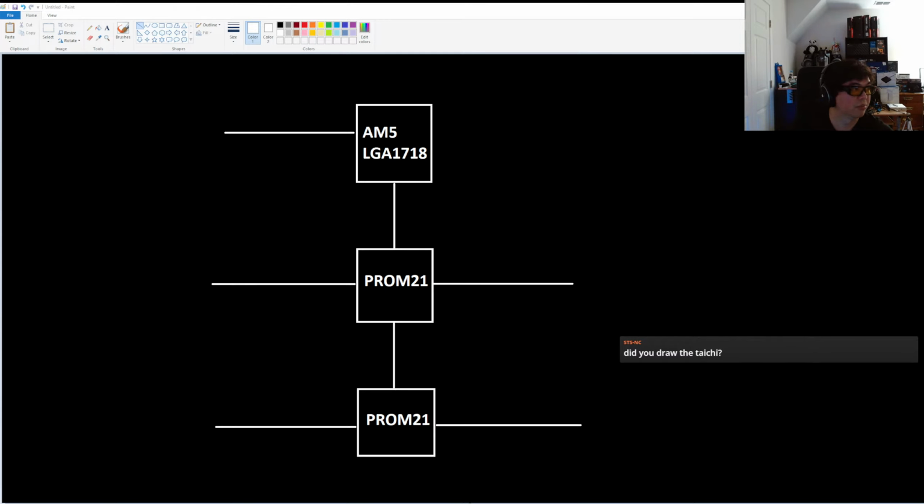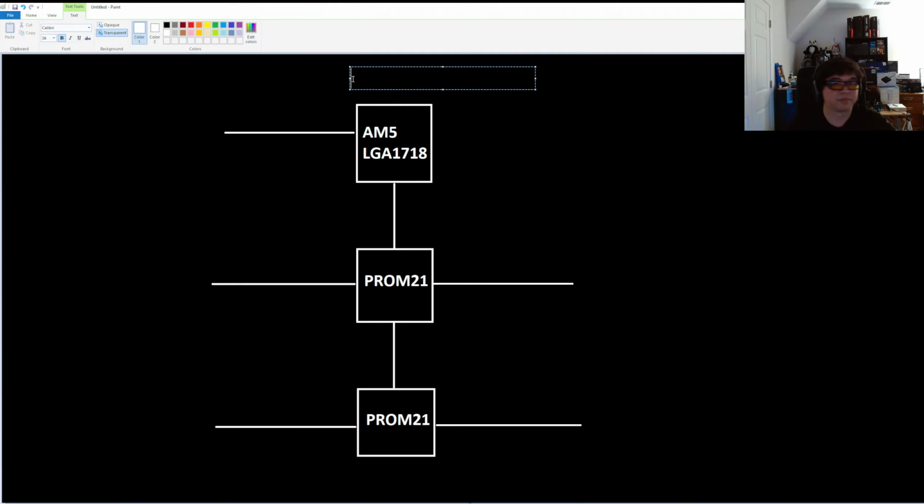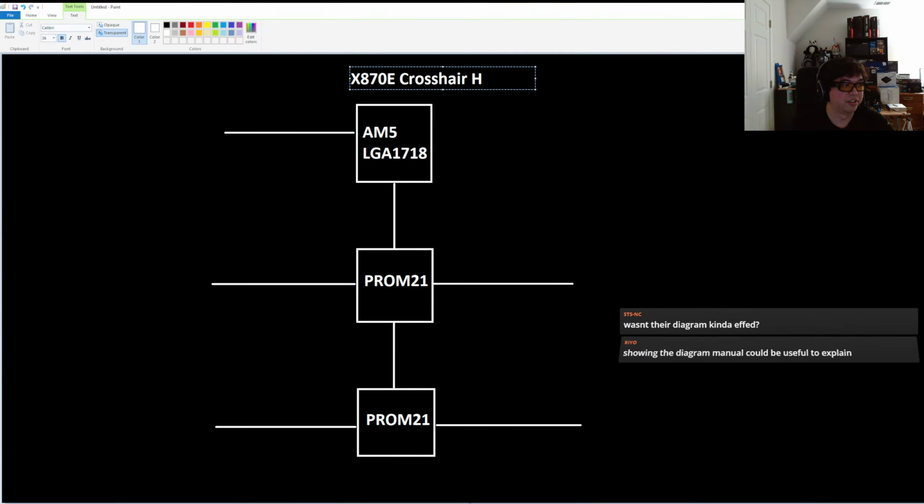So, here, I'll show you guys. Actually, let's do this first. Let's derive this one first, and then we'll go look at the block diagram for the others. So, yeah, we'll do the hero, because people want to see the hero. Okay. Even though I think the Strix would have probably been a better one, because I don't think I've drawn the Strix. The Strix E. Anyway, this is going to be the X870E Crosshair Hero for the 27th time.